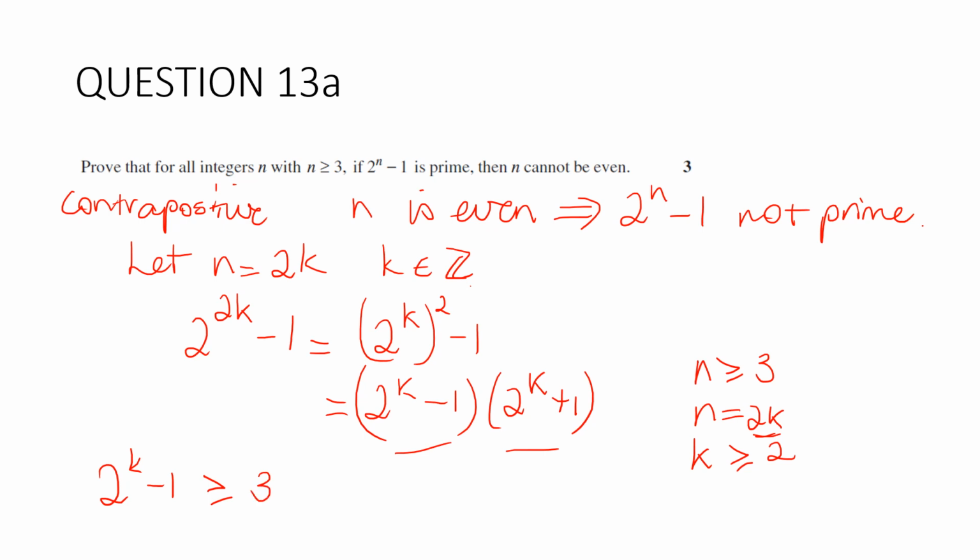Therefore, both of these are higher than 1. Therefore, 2 to the 2k minus 1 is not prime. And so by contrapositive, we have proven the statement.